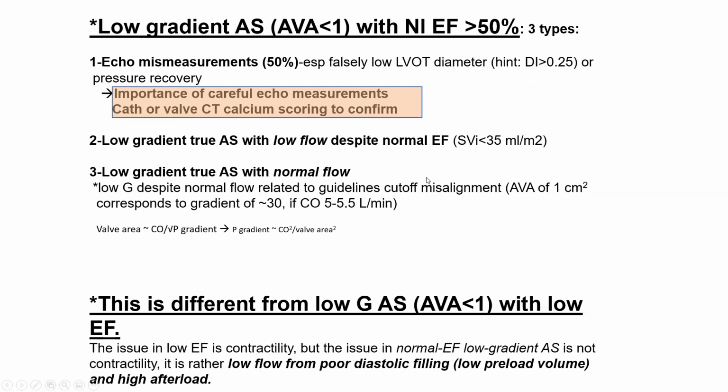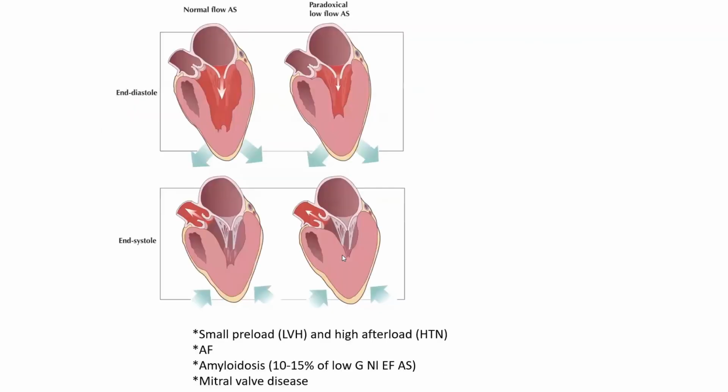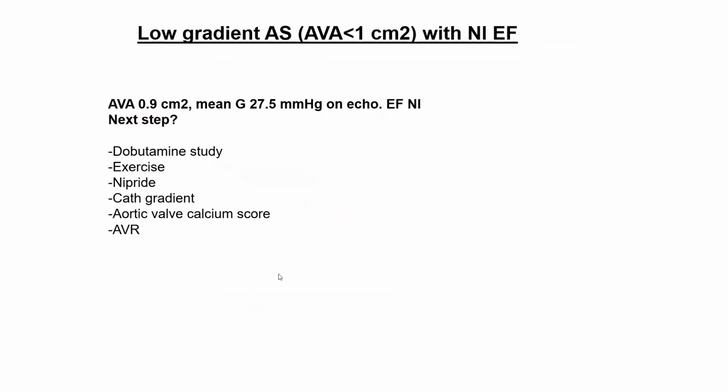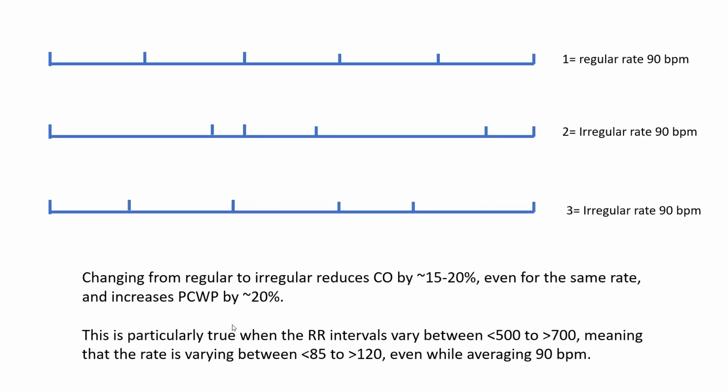One question is, if you have low gradient AS with low EF, would you prefer a dobutamine study by echo or invasive assessment? The first step should definitely be dobutamine assessment with echo. So you do it with echo, you redo your measurement, gradient and aortic valve area with echo every step of the way. So you give dobutamine 5, then 10, etcetera, until you see whether you reach those targets. So it is echo for sure.